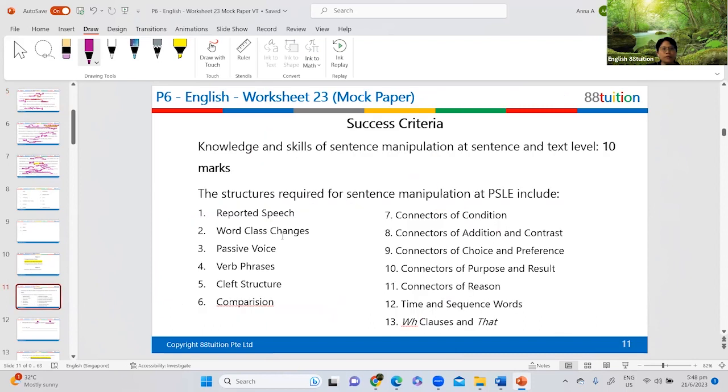Okay, can. Next one. Structures required for sentence manipulation. Reported speech, I think you would know this. Your teacher would have gone through it. What about class changes? For example, noun changing to verb, or verb changing to noun. This one also, revision we will do.